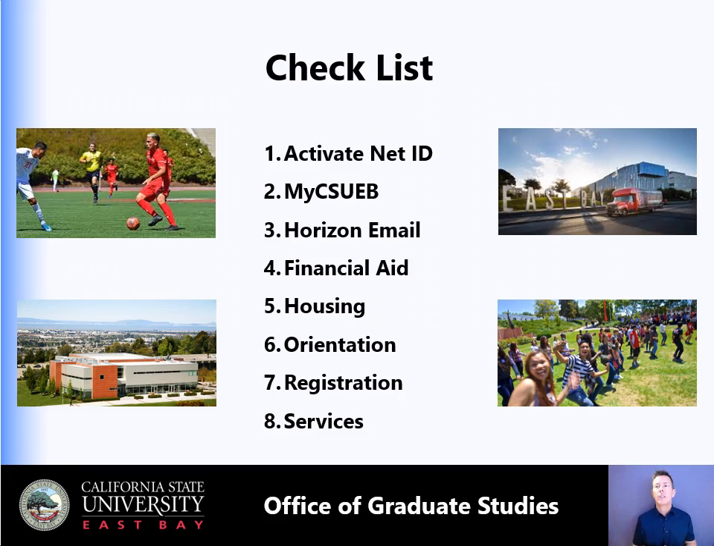Let's start with a checklist of items important to you as Cal State East Bay students. I'd like to quickly go through some of the points and make sure that you've gotten them all taken care of so that you'll be able to successfully move forward and take your classes this semester. We'll talk a little bit about activating your net ID, about the My CSUEB website, Horizon email, financial aid, housing, and so on.